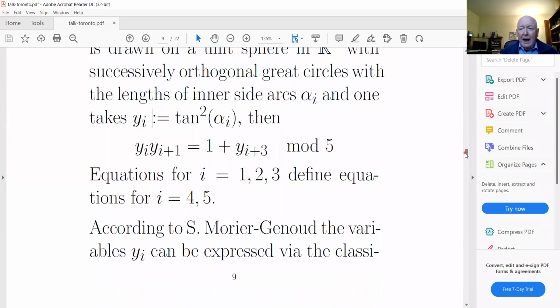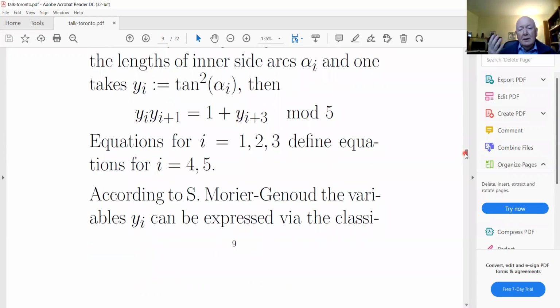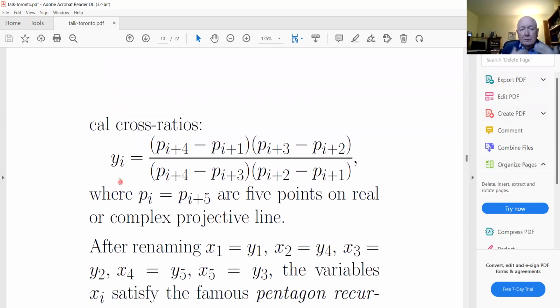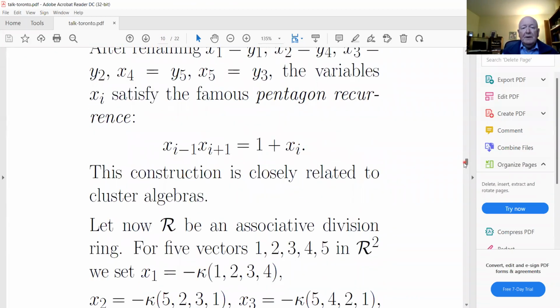Okay, now I learned about these pentagramma relations from a review by Sophie Mourier-Guinaud, if I pronounce the name correctly. And so she noticed that if you just write an expression for y_i using some Plücker coordinates, using actual coordinates of 5 points, then after renaming this, you have the following interesting pentagon recurrence relations, which are written here.